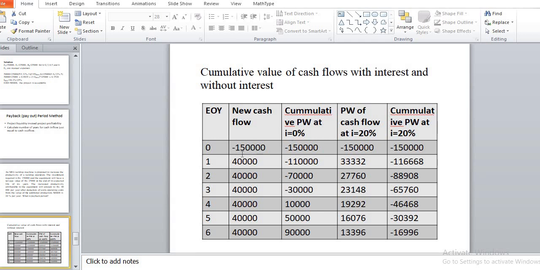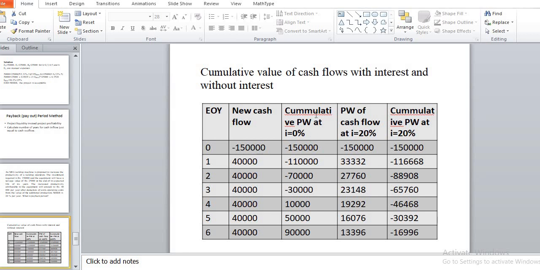Here, 1,50,000 is the initial investment, so it is put as a minus, and 40,000 is the addition. This is the 40,000 we will get each year due to some improvement done in that MIG welding machine. 40,000 at the end of the first year, second year, third year, fourth year, fifth year, and sixth year. So these are the cash flows for the particular welding machine.